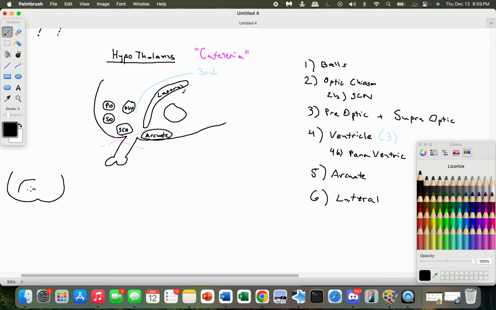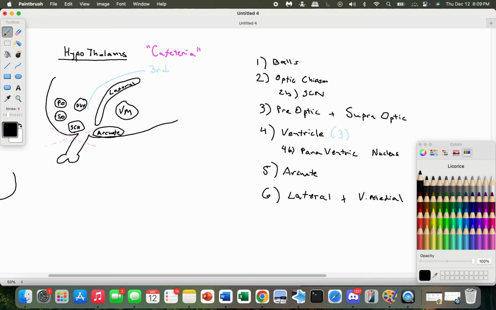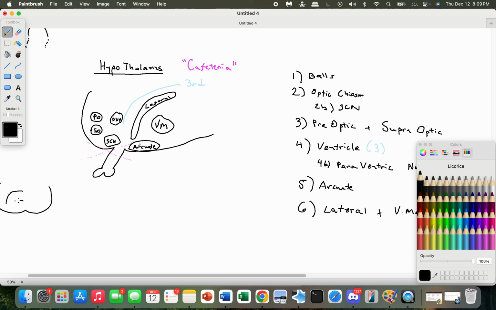So if this is a lateral nuclei, this is going to be your ventral medial nucleus. So let's write that in. Lateral plus the ventromedial nucleus. Okay, so if I told you arcuate is involved in digestion, well, how do you know how to eat? Well, that's going to be your lateral and ventromedial.